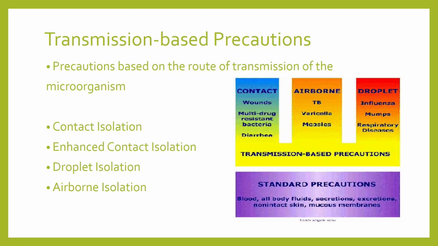Airborne precautions call for an airborne infection isolation room with negative room air pressure relative to corridors, air exhaustion directly to the outside or recirculated through HEPA filtration with 6 to 12 air changes per hour.